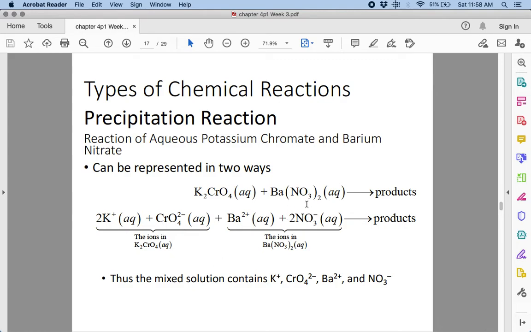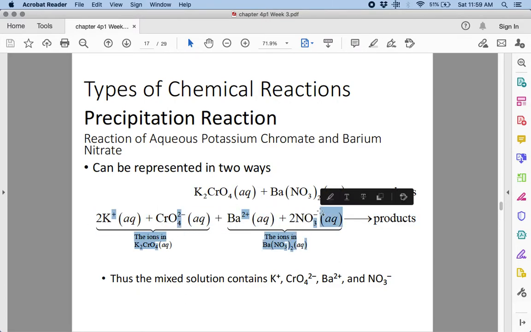Same thing with the barium nitrate. I get one barium cation and two nitrate anions out of this. So this is what we typically see when we write it out. But this aqueous with an ionic compound is kind of a secret language. We need to start thinking of it like this.